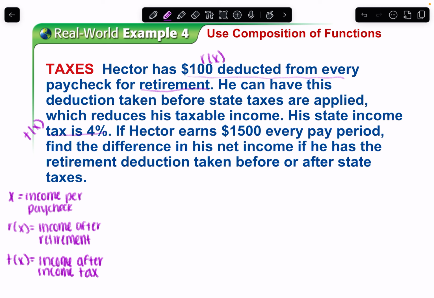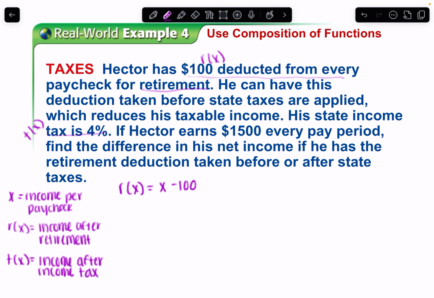So, laying out what your variables all mean in this scenario. X is just the income that you're paid per paycheck. R of X is going to be the income after your retirement, so I'm going to write R of X as my income minus $100. In this scenario it specifically tells you $1,500, but if that changes, this would be a formula you could use to plug in specific numbers for X to both of these.